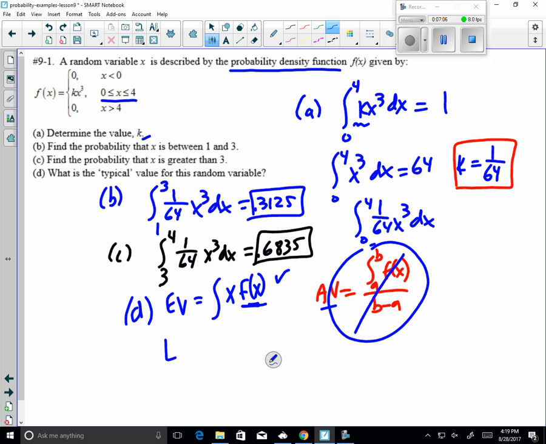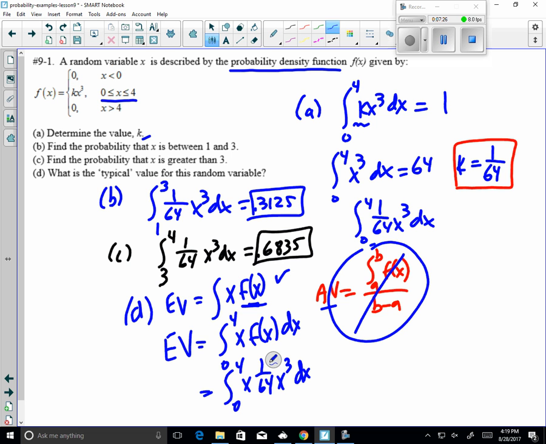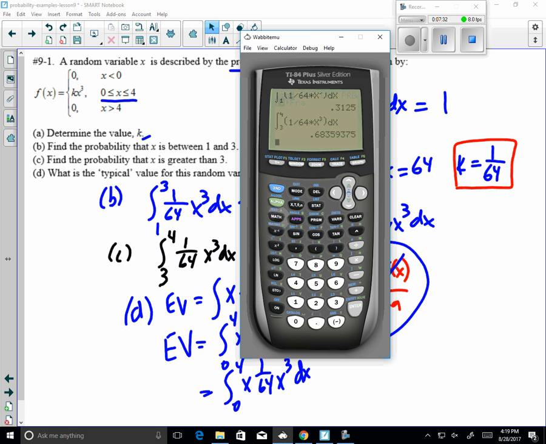The expected value, therefore, is, and we have to use the entire range, so it'll be from 0 to 4. We take a sum of all the values times their probabilities. So in this case, that would be the integral from 0 to 4 of x times 1 over 64 x cubed, which is really 1 over 64 x to the 4th. So again, I'll use a calculator to do the integral, from 0 to 4. I'm just going to enter that as 1 over 64 times x to the 4th, combining the two x terms there. And that would be 3.2.